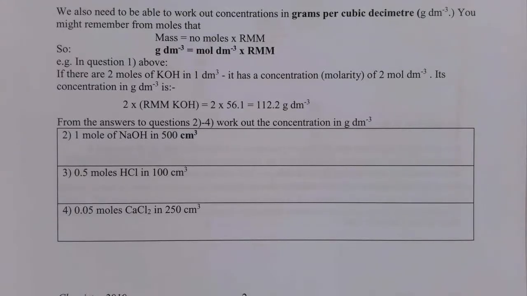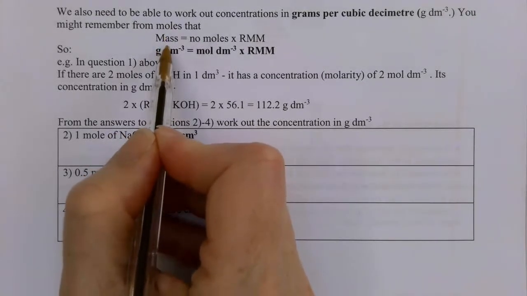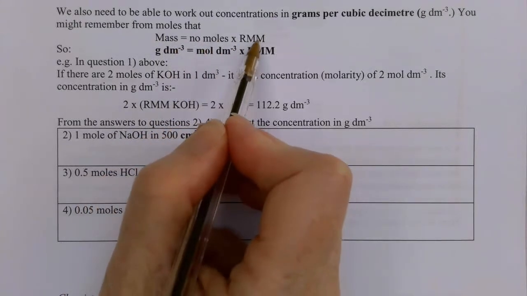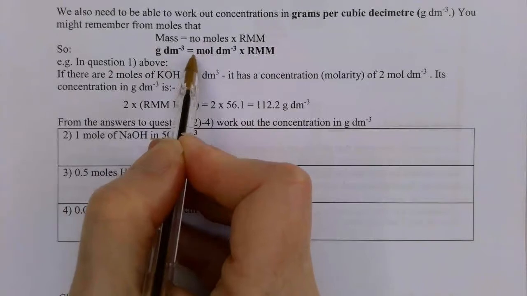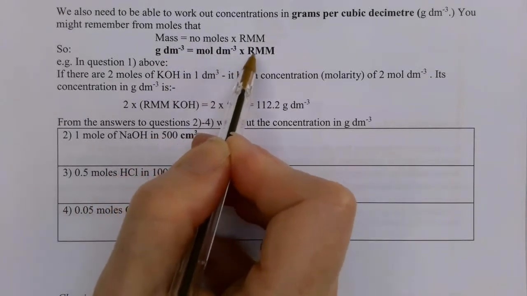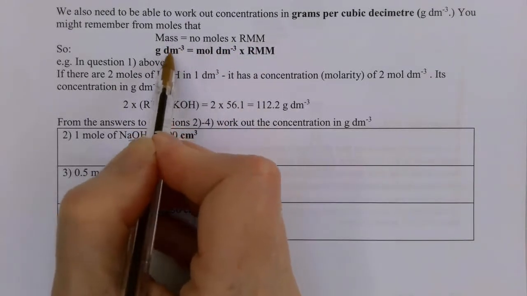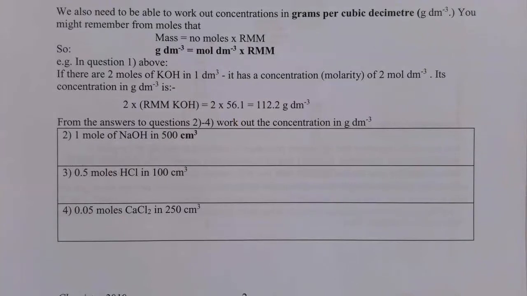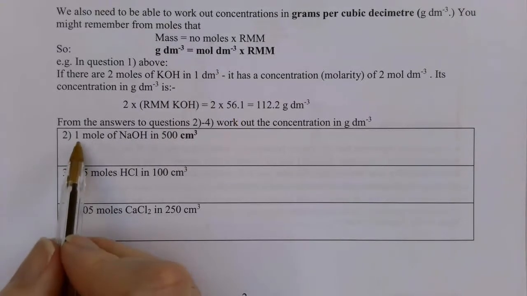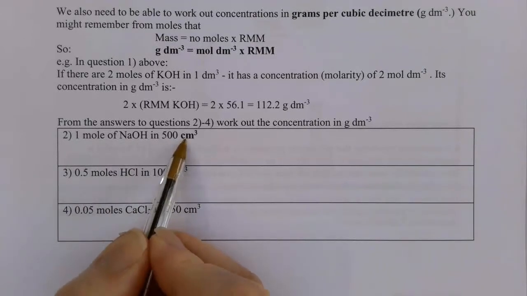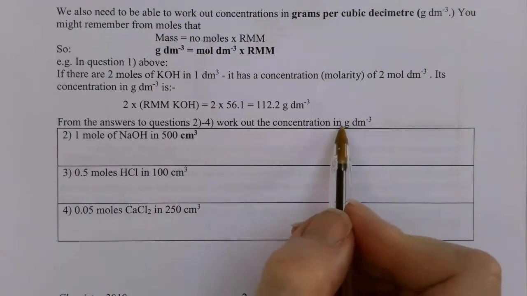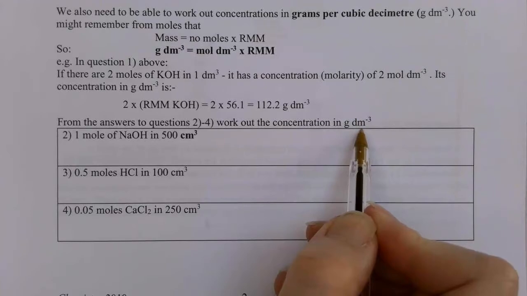Sometimes you'll be asked to work out the concentration in grams per decimeter cubed. What you need to remember is that mass is equal to moles times RMM. So the grams per decimeter cubed is equal to the moles per decimeter cubed times the RMM, because these decimeters cubed just cancel. So, for example, we've got 1 mole of NaOH in 500 centimeters cubed, and we want to work out the concentration in grams per decimeter cubed.